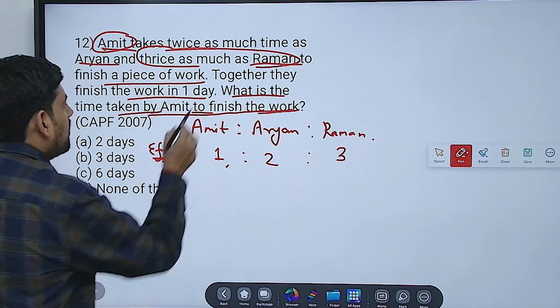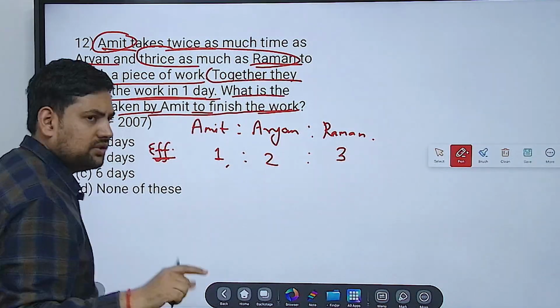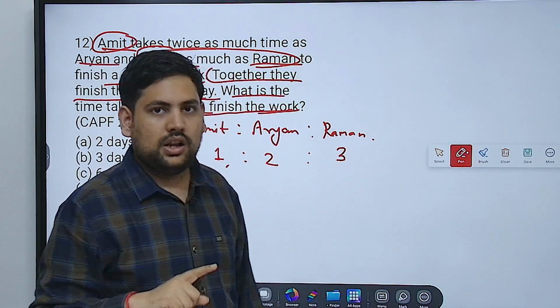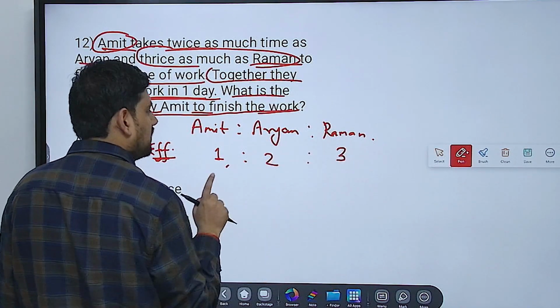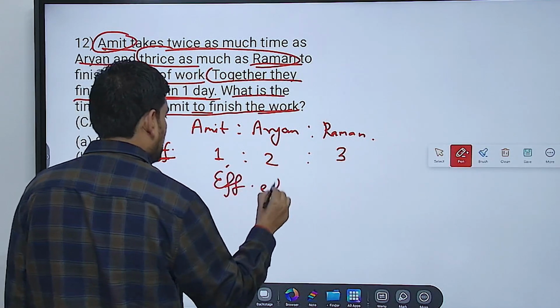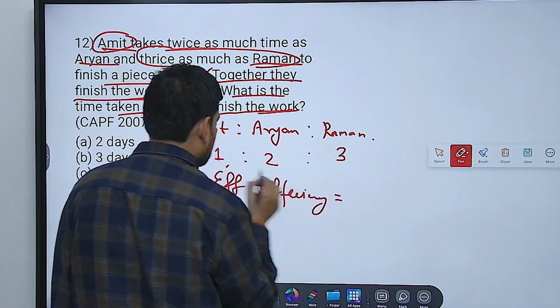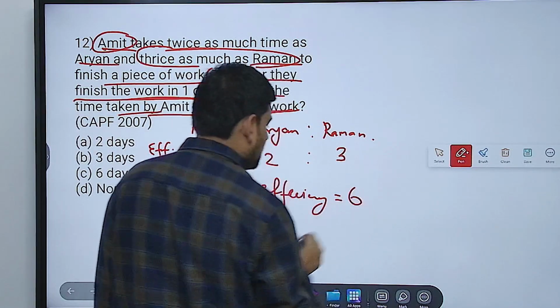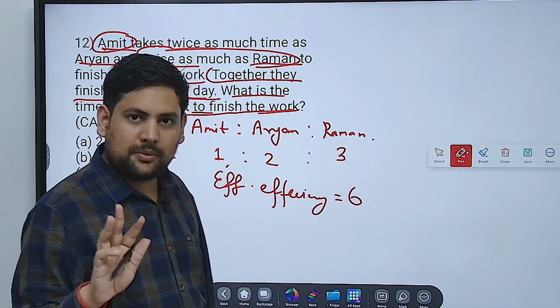Now, one more statement is given. Together, they finish the work in 1 day. Now, in 1 day, it means what? Let us assume their efficiencies are 1, 2, 3 only. Now, what you get is effective efficiency. If they all are working together, then effective efficiency is equal to 1 plus 2 plus 3, that is 6. Now, it is said that within 1 day they were able to complete the work.